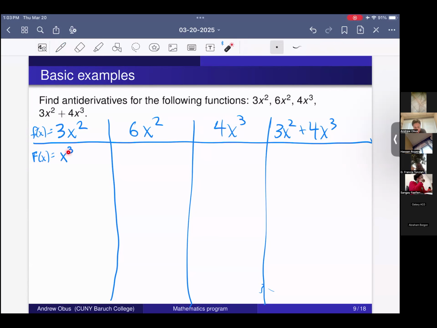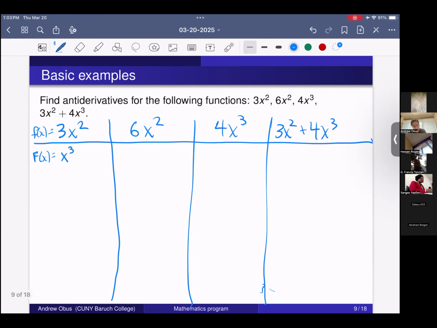We can just guess this, basically, right? We know, well, x to the third. If you take the derivative, you get 3x squared, right? So we answer this question basically by guessing. We just say, oh, yeah, it looks like it's x to the third. But of course, there's other answers also.